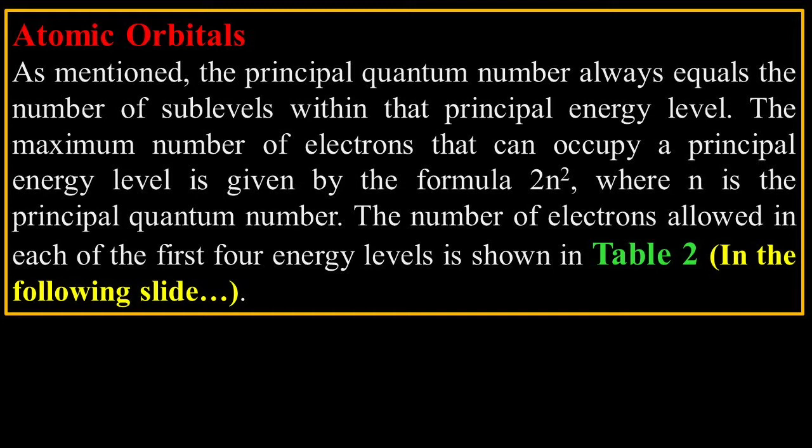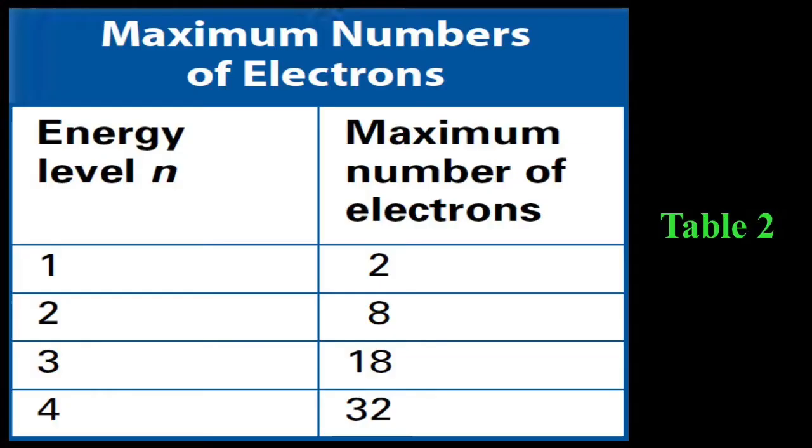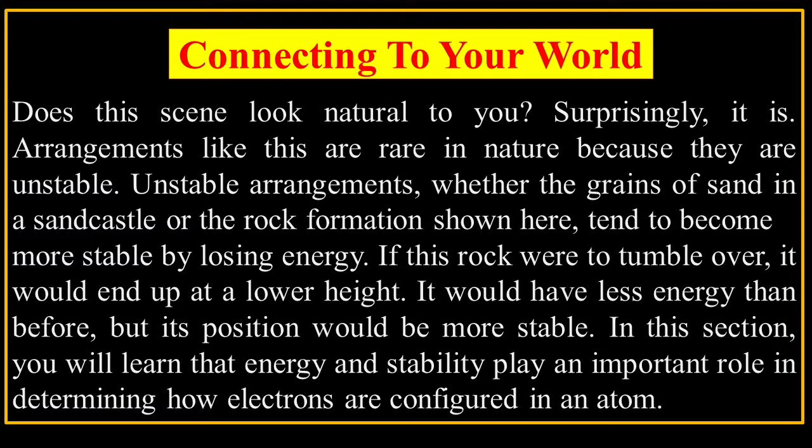The number of electrons allowed in each of the first four energy levels is shown in Table 2 in the following slide. So if you put 1, 2, 3, 4 in that order in the expression 2n squared, you'll get 2, 8, 18, and 32. So let's look at 18. You square 3, that's 9, times 2 is 18. You square 4, that's 16, times 2 is 32. So using that expression, you can predict the maximum number of electrons.